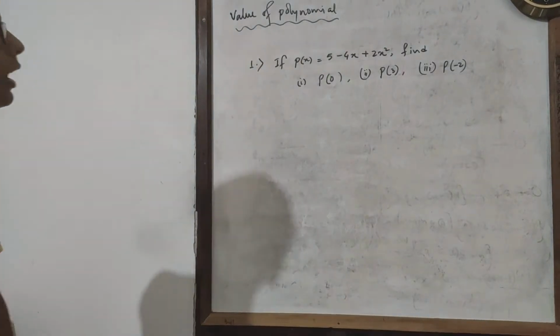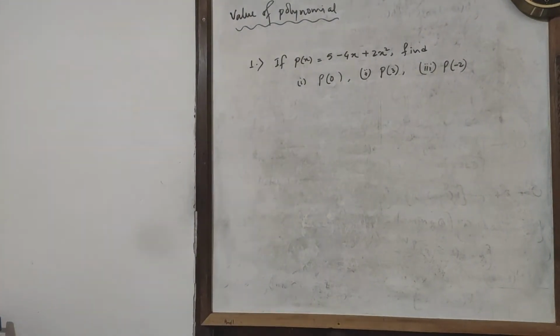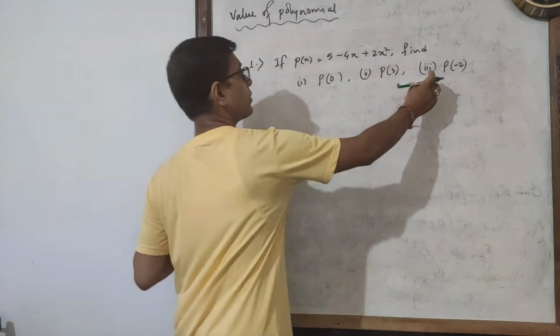When p(x) is equal to 5 minus 4x plus 2x squared, you are asked to find the value of the polynomial at three values of the variable. When x becomes 0, you are asked to find p(0). When x becomes 3, you are asked to find p(3). And when the value of the variable becomes minus 2, you are asked to find p(minus 2).